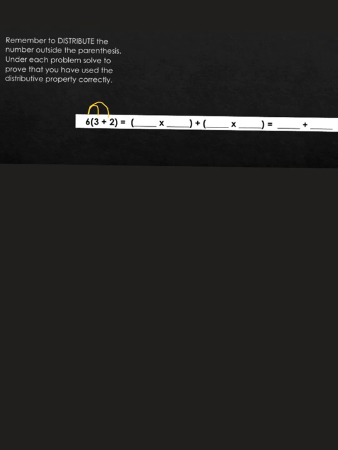So our first one, when we distribute 6 to 3, that becomes the problem 6 times 3. Now remember, whatever sign is in the middle here between that 3 and the 2 needs to also be between your two multiplication problems. So we have a plus sign there. And then the second one was distributing 6 to the 2. So that gives us the multiplication problem, 6 times 2.